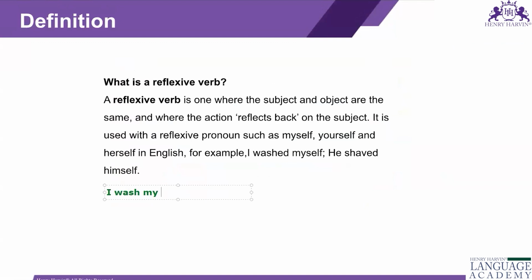I wash my car. Now we are going to look at the verb. Firstly, the verb here is wash. Who is washing? Me. I. And who is being washed? The car. My car.